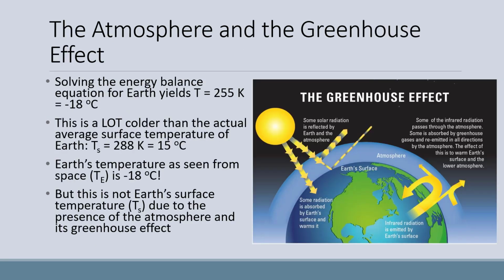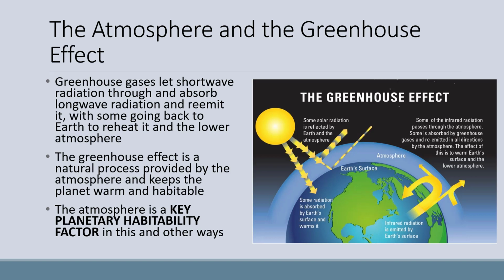Let's put that in perspective. Solving the energy balance equation for Earth yields a temperature of 255 Kelvin, or negative 18 degrees Celsius. That is a lot colder than the actual averaged surface temperature of Earth, which is 288 Kelvin, or 15 degrees Celsius. Earth's temperature, as seen from space, is negative 18 degrees Celsius, but that is not Earth's surface temperature due to the presence of the atmosphere and its greenhouse effect.